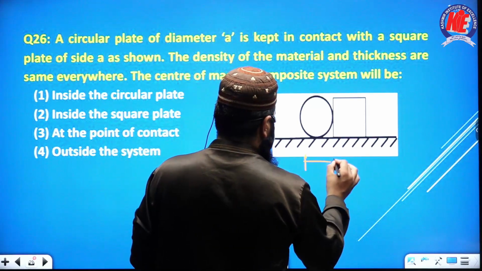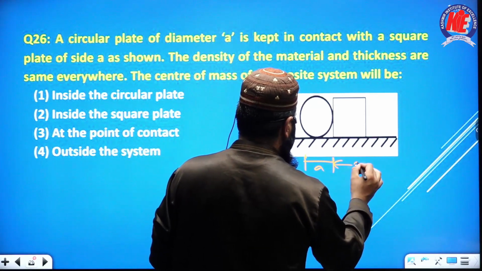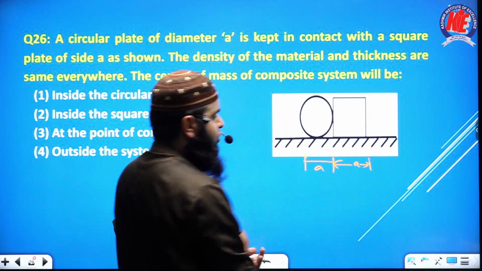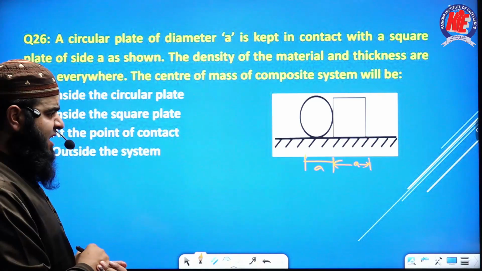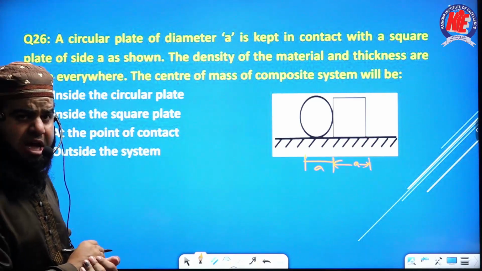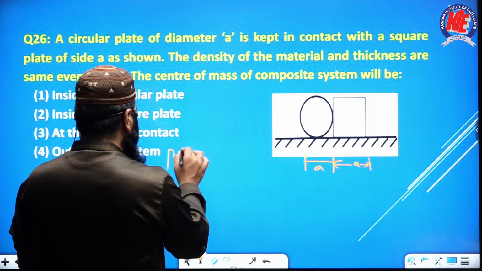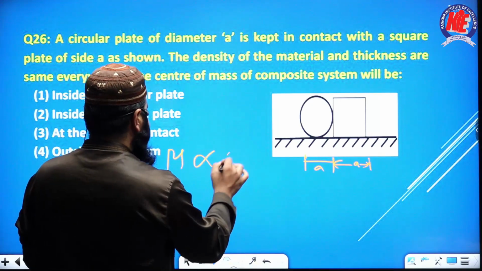So इसका diameter बेटा A है और इसकी side length वो भी A है. Now we know center of mass will lie towards the region of greater mass. अब mass की information direct नहीं दी गई है, but there is no problem, we can use the relation that mass is proportional to area.